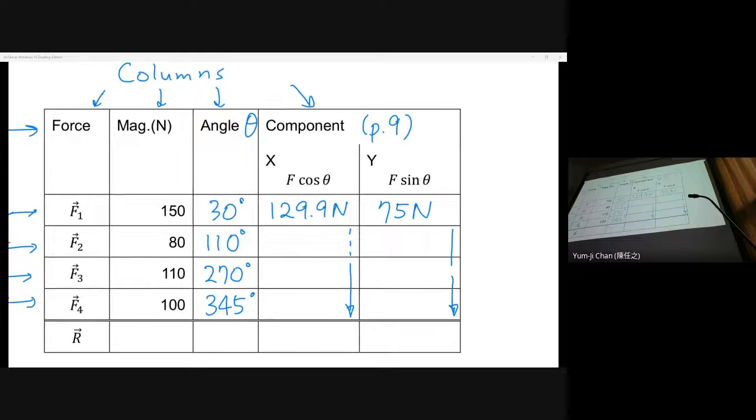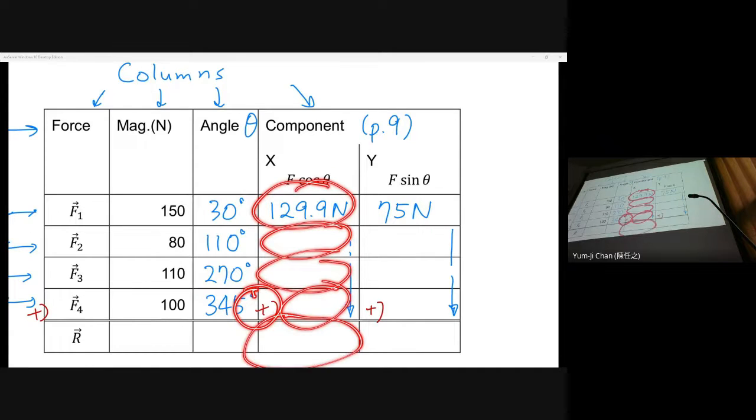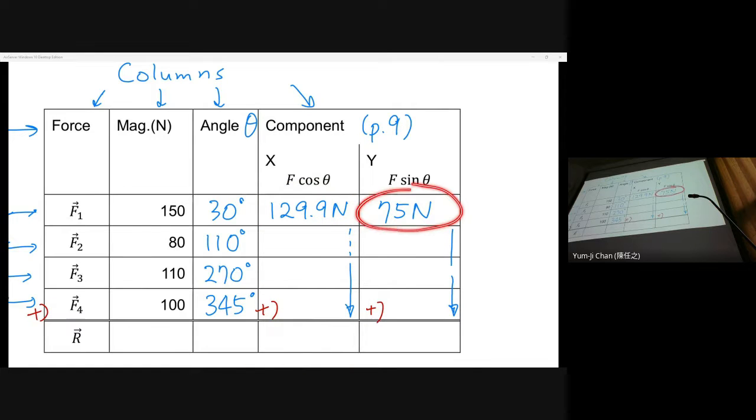Because the resultant is the sum of all forces, for the x and y components we are also adding them together to give the sum. We are adding this one, this one, this one, this one, and we add them together to get the sum here. For the y component, it's the same. Any problem with the calculations?